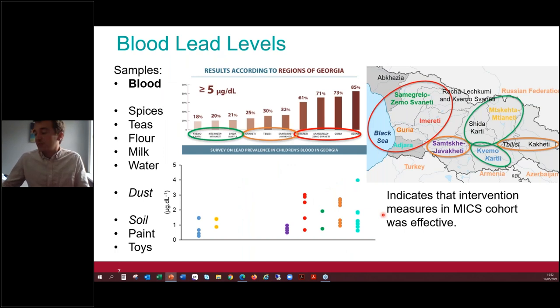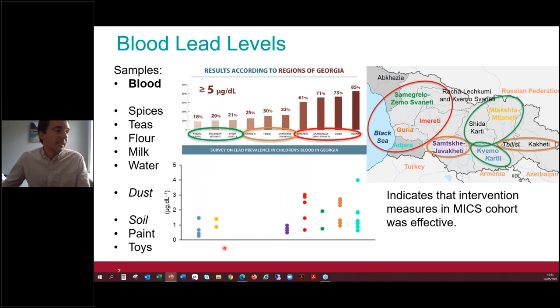So to go over the blood lead level results first. This top graph here is from the MICS survey that was done. The percentages are the proportion of participants from those regions where the blood lead levels were above the action level. And I've highlighted regions in green, yellow, orange, and red there. And you can see that the distribution of the proportion of children with elevated blood lead levels is not uniform across Georgia, but it's actually higher in the west, which is quite interesting.